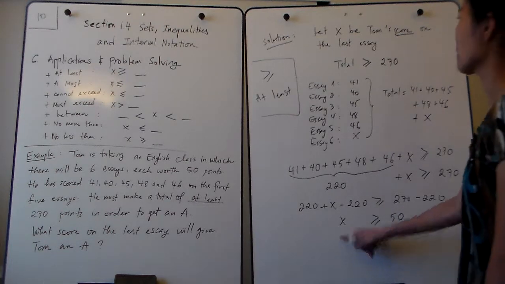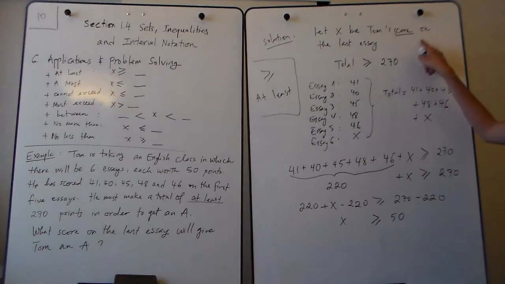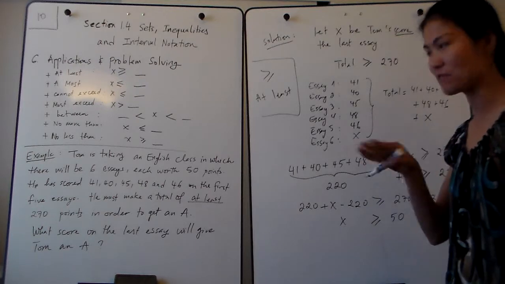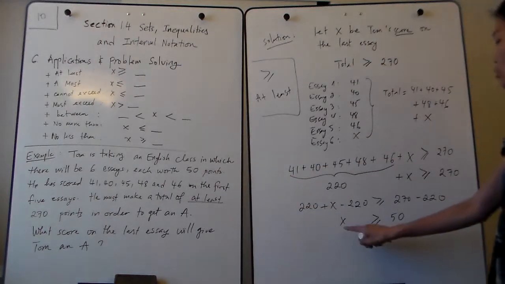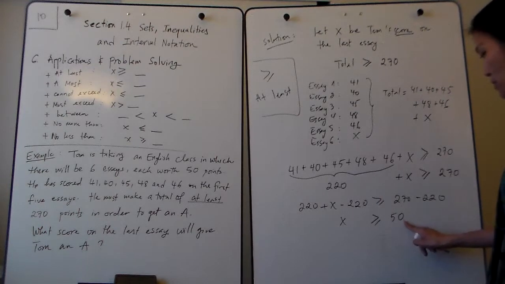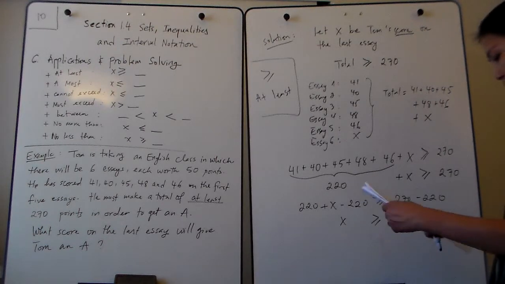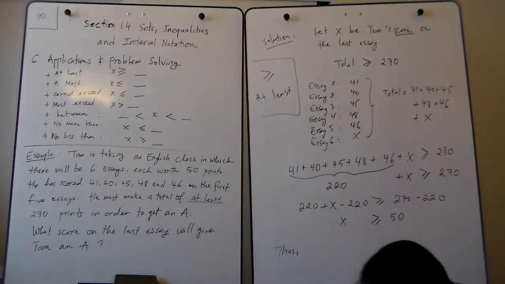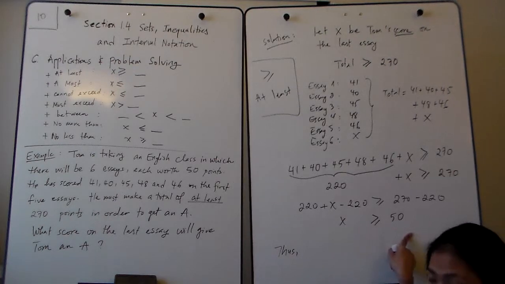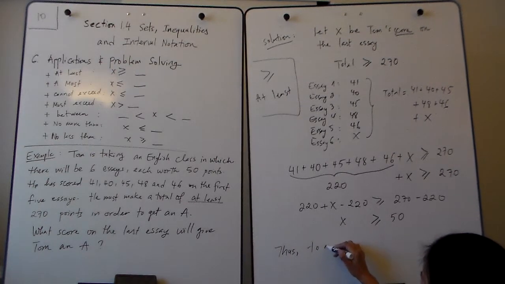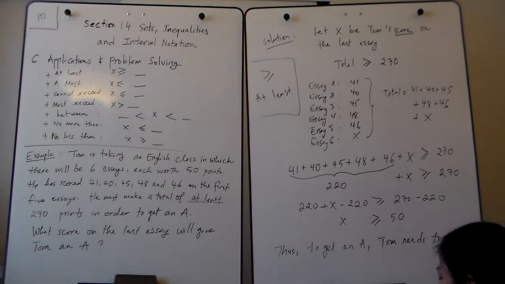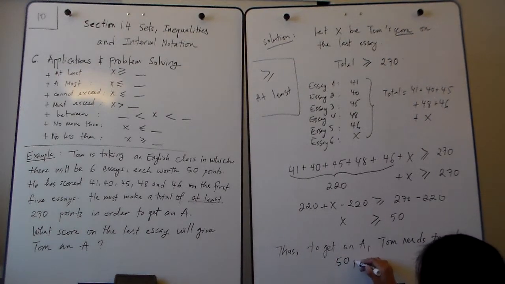So what is x again? Remember, we let x be Tom's score on the last essay. So that means Tom must earn a perfect 50, right? Because that's the maximum point. So Tom must earn 50 points to get an A. Make sure you write the last statement that explains what this x means. So that means to get an A, Tom needs to get 50 points.